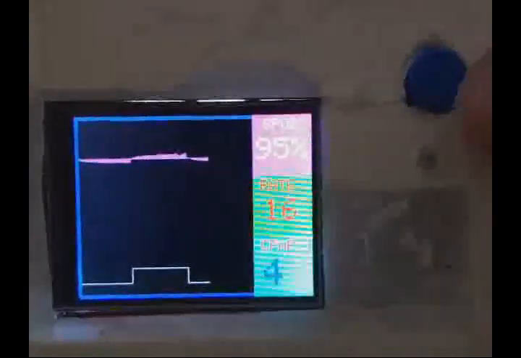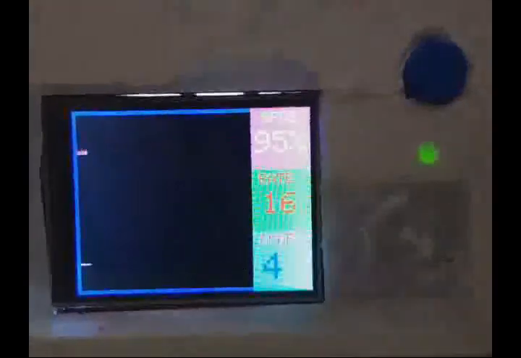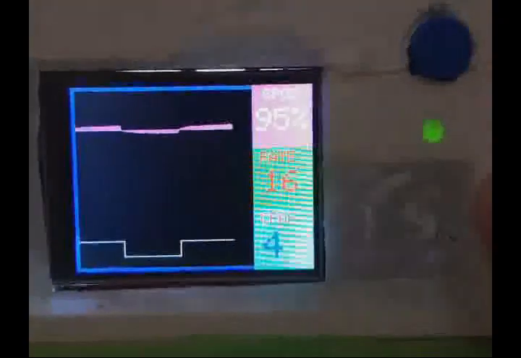I have one button here. I already explained about this button. This is my mode button. I have single press and double press on this button. If I press this button once, now the machine is in CPAP. The CPAP is 4. You can see here my CPAP level is 4.